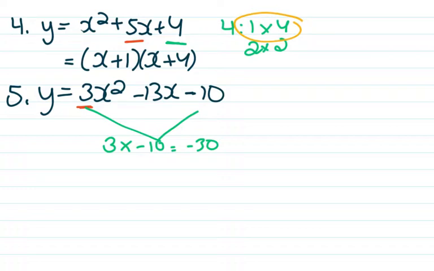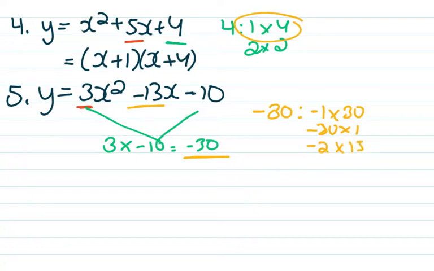And now we need to find two numbers that multiply to negative 30 and add to negative 13. So in order to get negative 30, we need to have one positive number and one negative number multiplied together. So we could have negative 1 times 30, or negative 30 times 1. We could have negative 2 times 15, or negative 15 times 2. We could have negative 3 times 10, or negative 10 times 3. We could have negative 5 times 6, or negative 6 times 5.